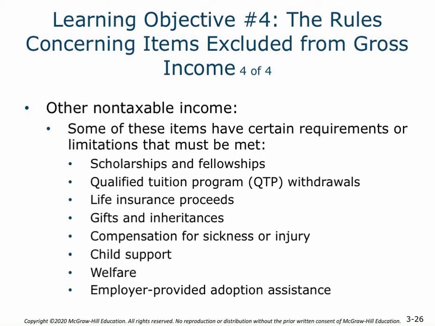Life insurance proceeds are typically non-taxable. Gifts and inheritance are typically going to be non-taxable. So you look at what the thresholds are going to be, but generally, if you're under those thresholds, it's going to be non-taxable. Compensation for sickness or injury. So if you were injured in a car accident and received compensation for that injury, typically you would not need to report the compensation earned in the lawsuit as taxable income. Child support payments and welfare are not, and then employee provided adoption assistance is not.